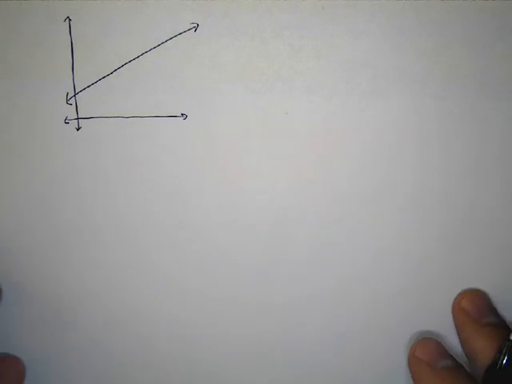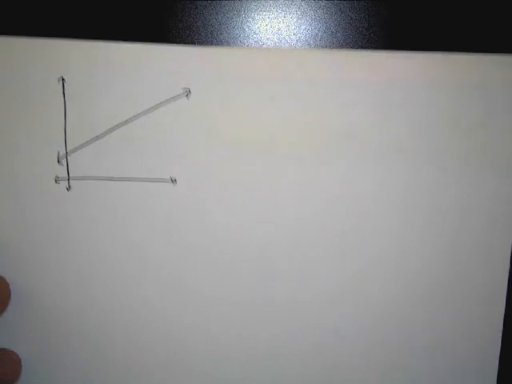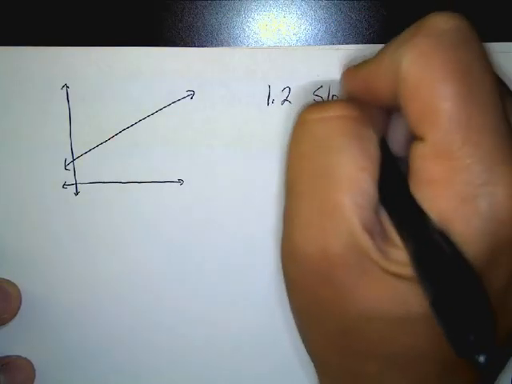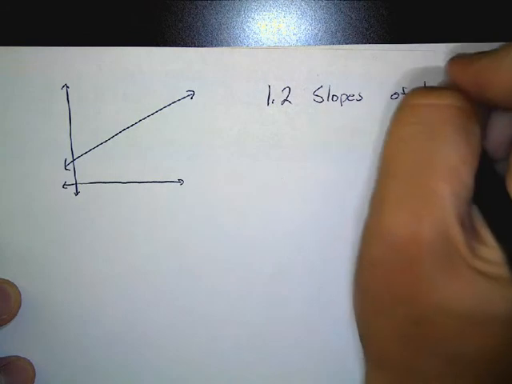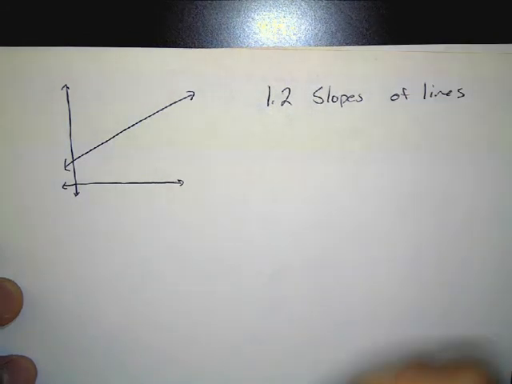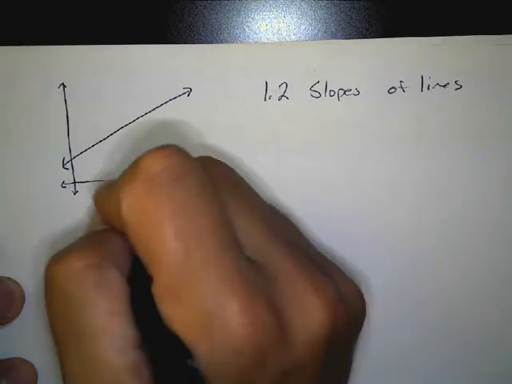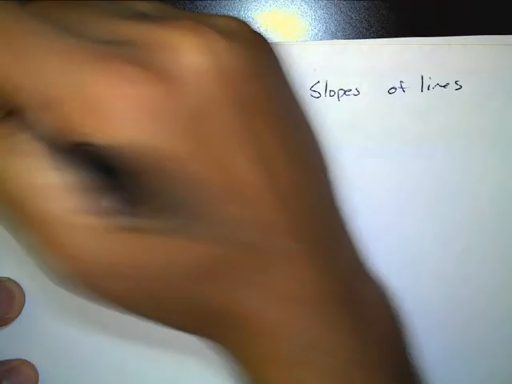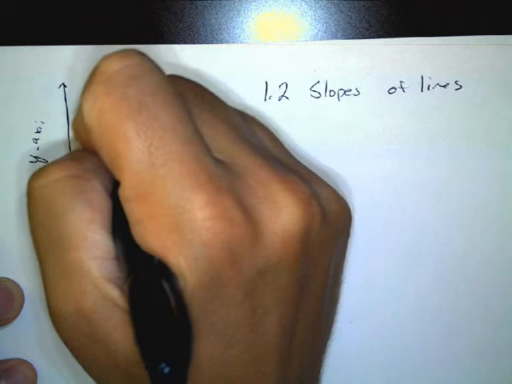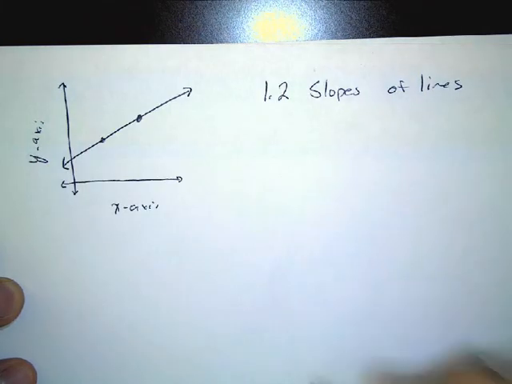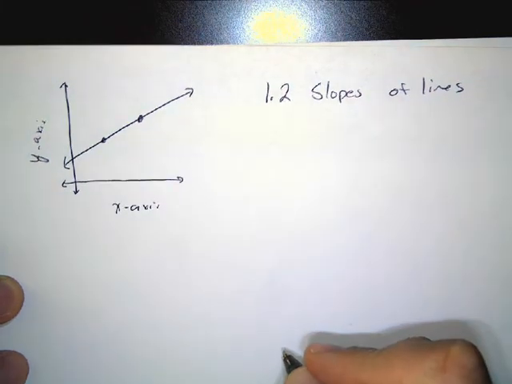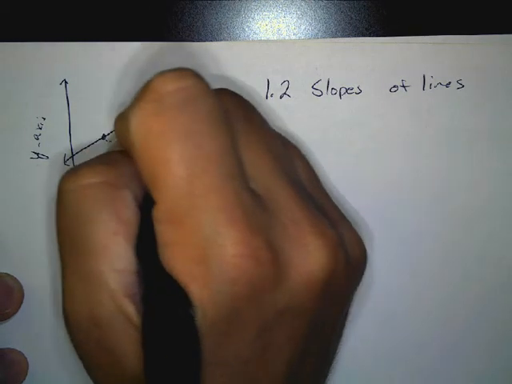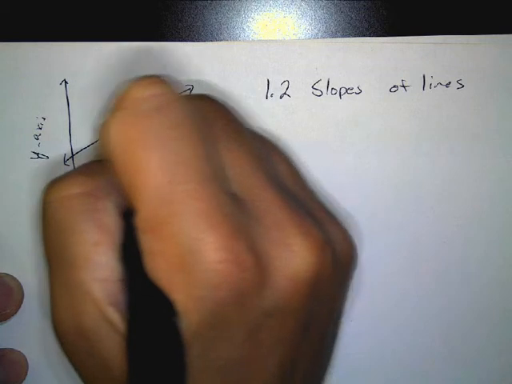Okay, so we're going to go ahead and just discuss section 1.2, slopes of lines. And so now this is just a review. So what I've done here is I have our x-axis and I have our y-axis. And I'm just going to place 2 points arbitrarily on this graph. And our slope is going to be how these 2 points move from each other.